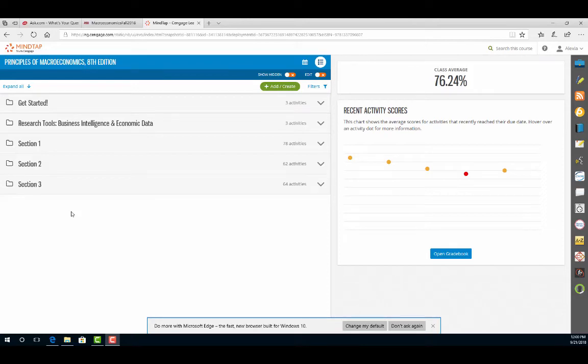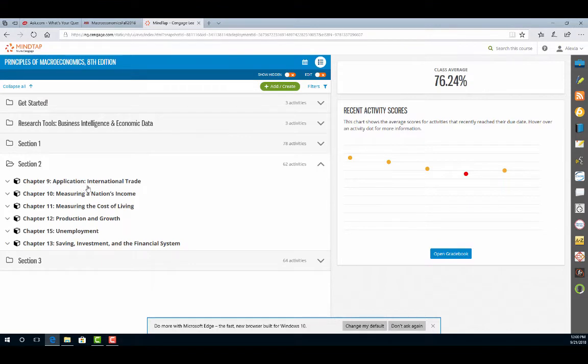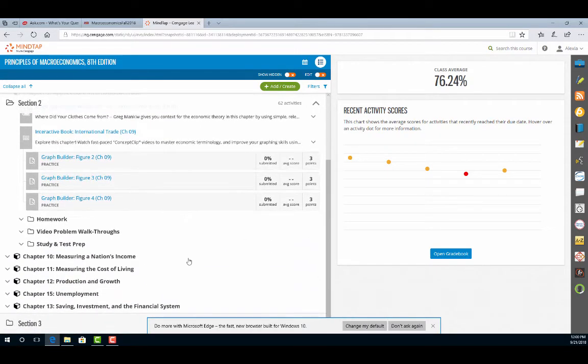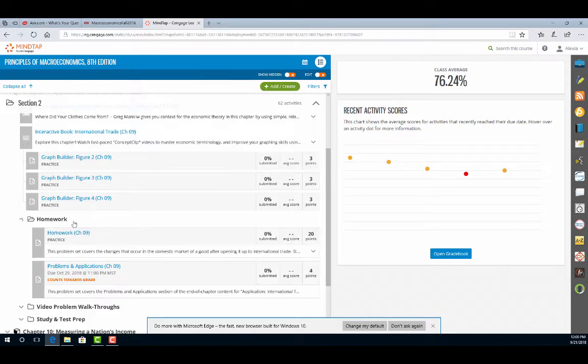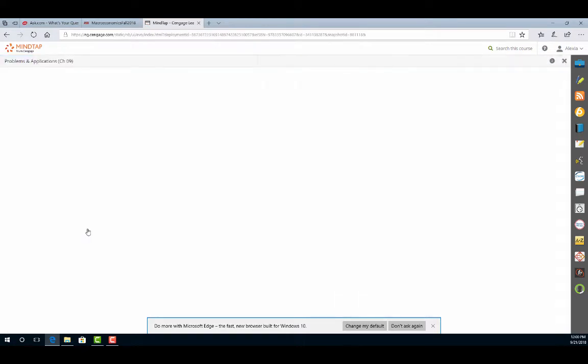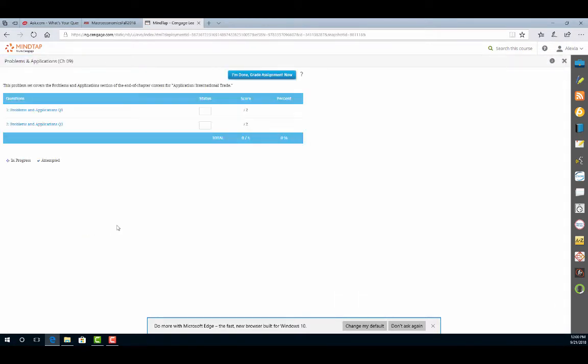All right, so we're going to start section 2, and we're going to be looking at some questions on trade. So it's chapter 9. So reminder, you'll open up, go into section 2. We're going to click on chapter 9 homework, and you'll scroll down to homework. And the ones that are for credit are the ones that say counts towards grade. And let's go ahead and just open that up. And I believe there are a couple of questions. So we'll go ahead and open that up.